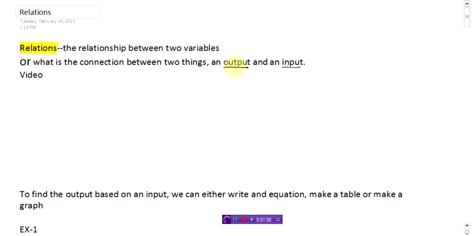If you want to know what is the connection between an input and an output. Now you might be thinking, well, what is an input and output? Let me show you this little video here, and so sit tight. It's about a minute long. Take a watch.